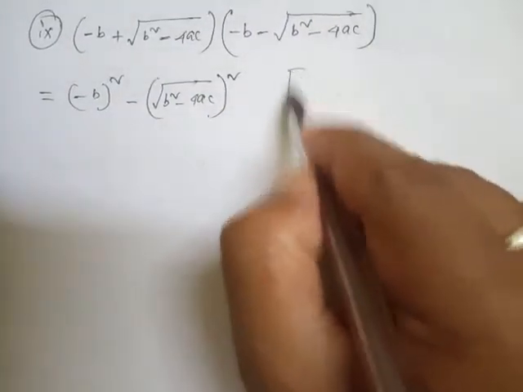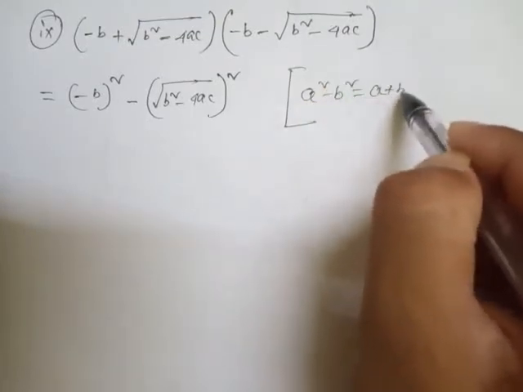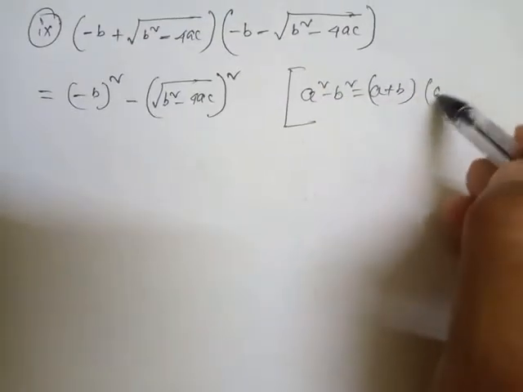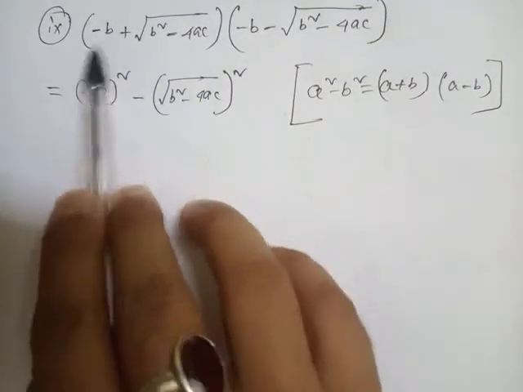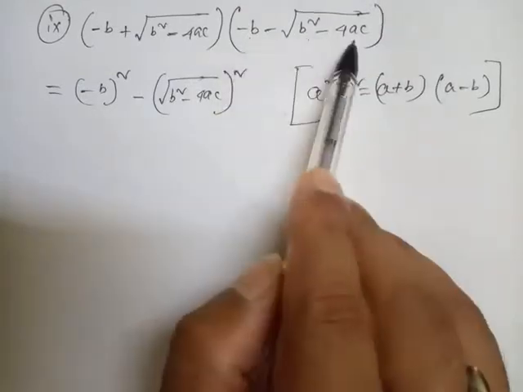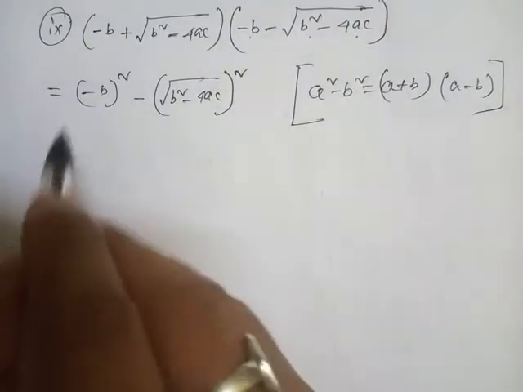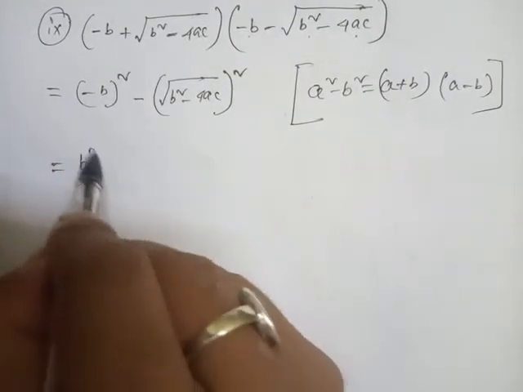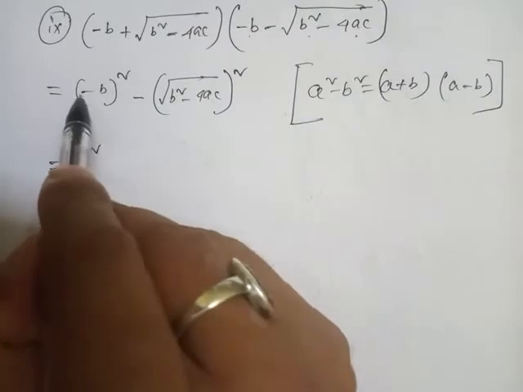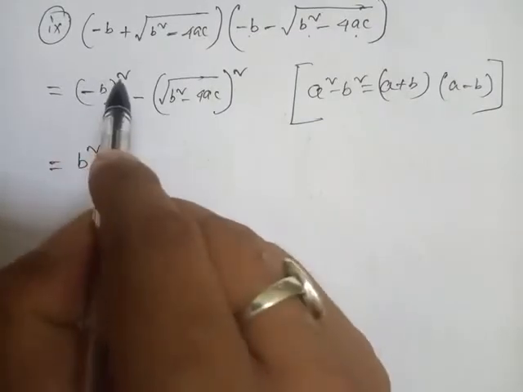Now look, I'm writing the formula here, a square minus b square equal to a plus b and a minus b. Look here, this as a whole is a plus b, a minus b. Now this could be very easy, minus b whole square, which means it becomes plus b square, because there is minus 1 and the power is 2, meaning an even number.